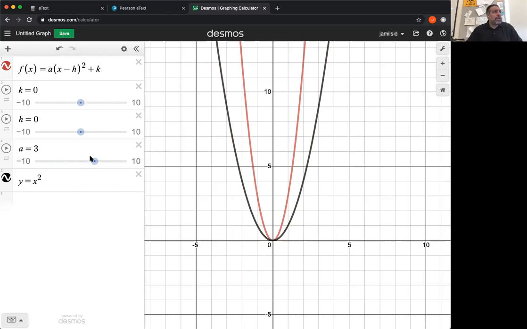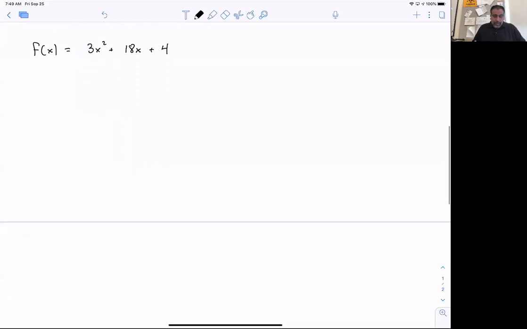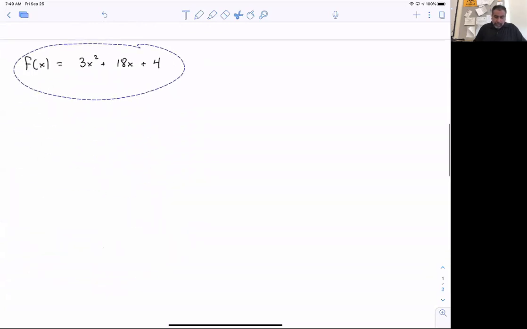So this is how we can use our function up here, and we can transform x squared by using these values, a, h, and k. So I want to show you one example of this. I'm going to switch back over to my iPad, and we're going to take a look at one example. So here we go. We want to now go and graph the following expression. We want to graph 3x squared plus 18x plus 4.